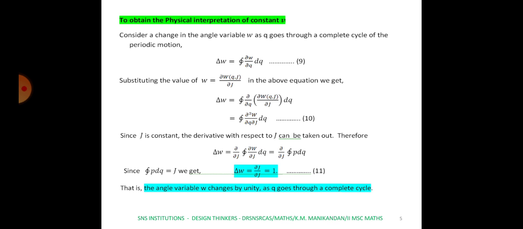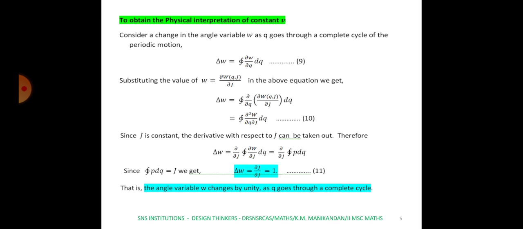Then substituting the angle variable small w equal to dou W by dou J in the equation 9, we will get delta w equal to integral dou by dou q of dou W by dou J, into dq. This can be written as dou square W divided by dou q dou J into dq. Name this equation as 10.